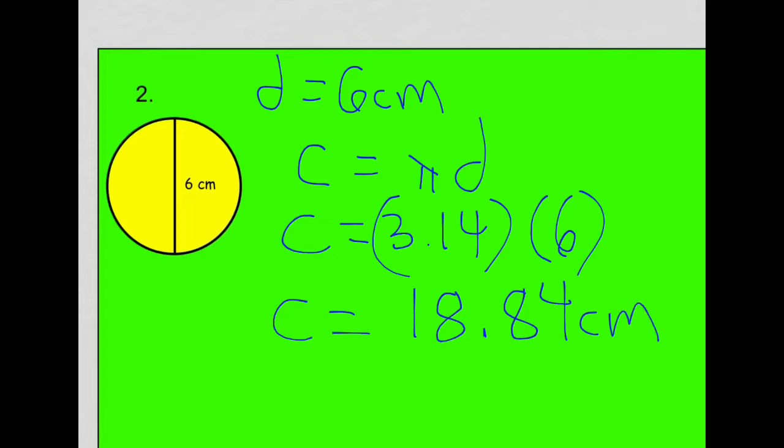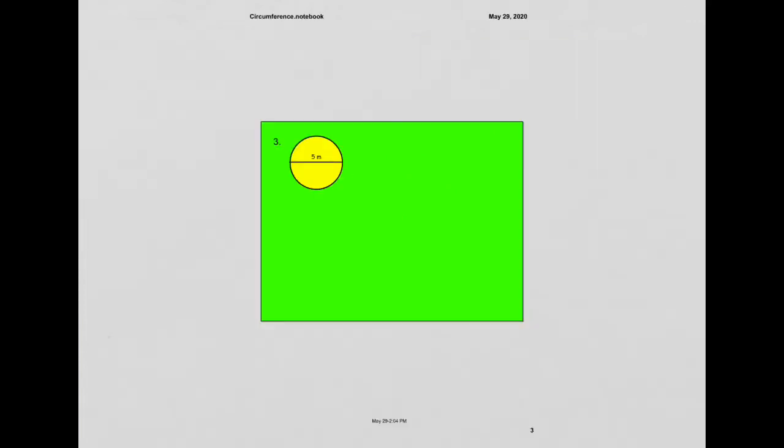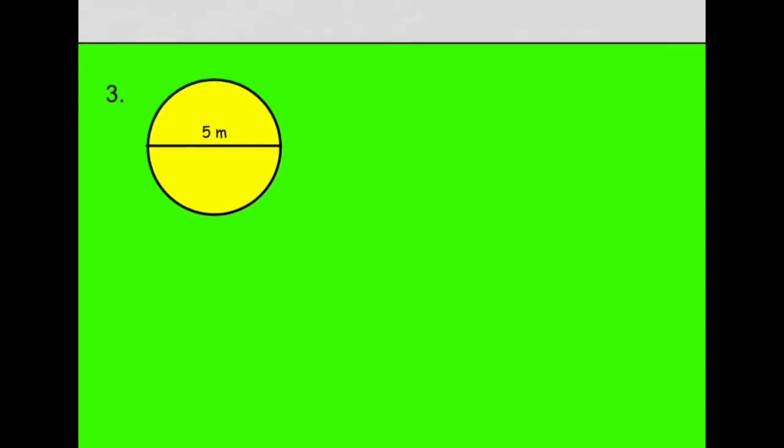It's not centimeters squared, it's just centimeters because it's not an area. It's a distance around the circle. That's what you've calculated when you've calculated the circumference. Okay, let's look at a similar problem.